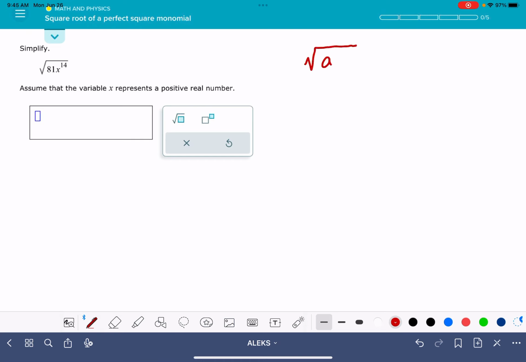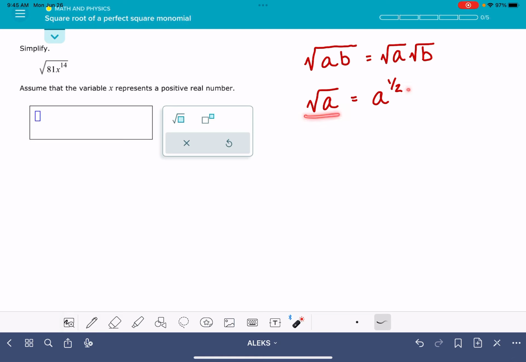First of all, if we have the square root of two numbers that are being multiplied by each other, such as the square root of a times b, we could rewrite that as the square root of a times the square root of b. Also, if we have the square root of any number, we could rewrite that as that number to the exponent of 1/2. So square root of something is the same as just saying it's to the 1/2.